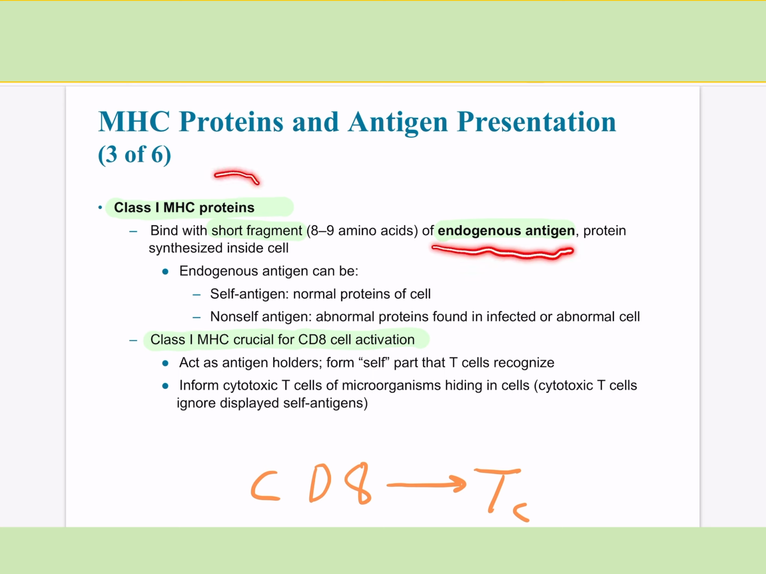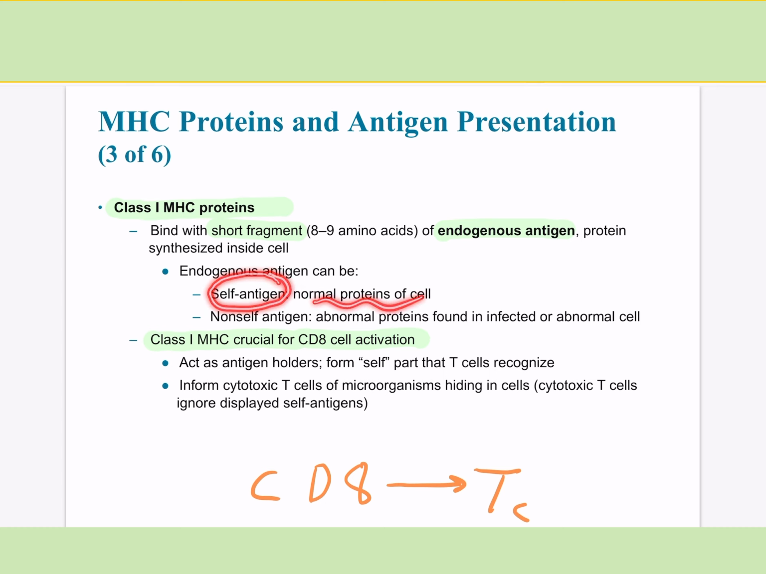Okay? Now think about where MHC1s are. They're on almost every cell except for red blood cells. This is a way for a cell to say what's going on inside itself. So it's going to take endogenous proteins that it's made. If it happens to be, let's say, a liver cell and it's making normal liver proteins, then anything it displays would be a self-antigen.